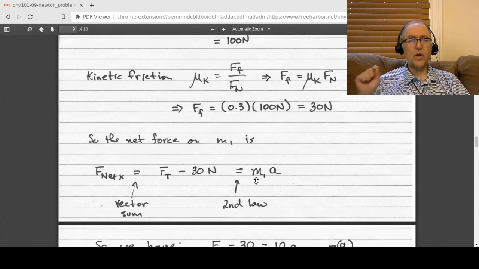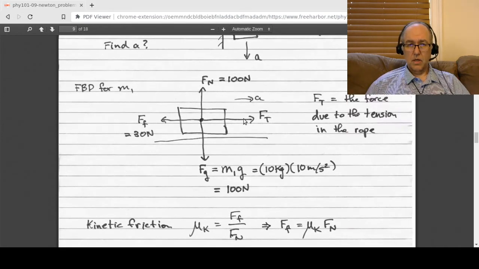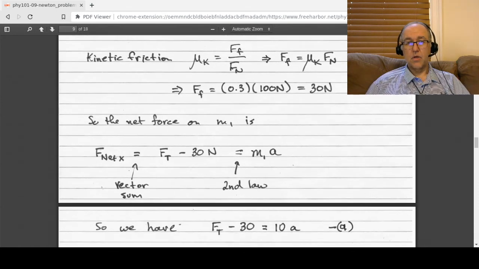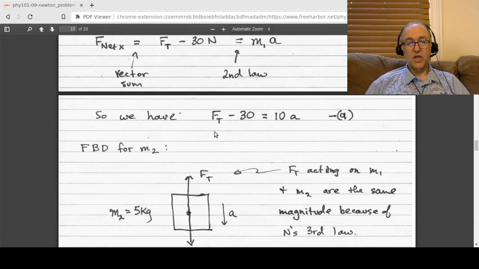But no. We're talking only about the free body diagram here, which is only about M1. Everything up to here and the Newton's second law is all about M1. M2 isn't in the picture yet. Okay, and so great, we've got that Ft minus 30 newtons is equal to M1A. We know M1, that's 10, and so we get this nice little equation, which I called equation A. The tension force, Ft minus 30, must equal 10A.